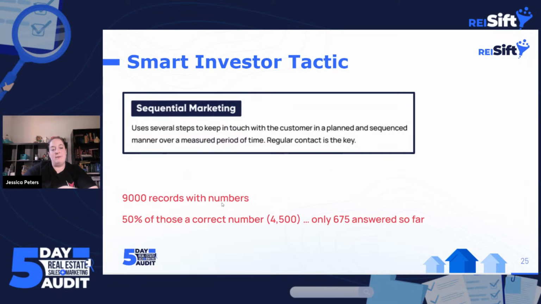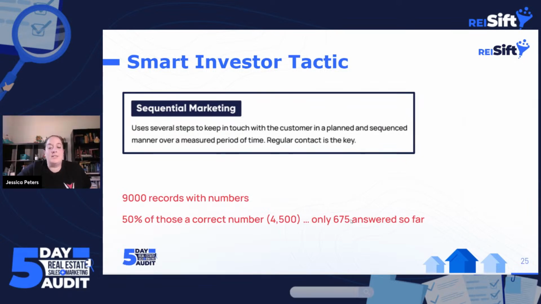One more thing we want to talk about. Remember we said we skip traced 10,000 records, 9,000 of them came back with numbers. We see that really 50% of those records would have had at least one correct phone number on them. So we really had 4,500 correct numbers hidden in that 27,000 numbers we got.